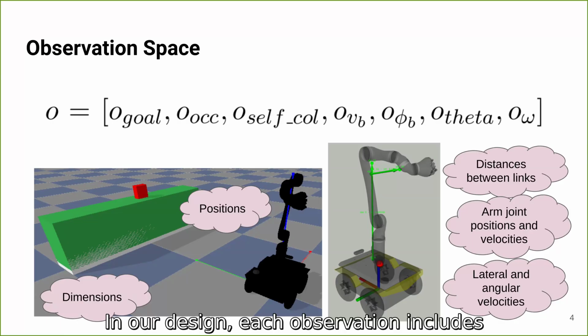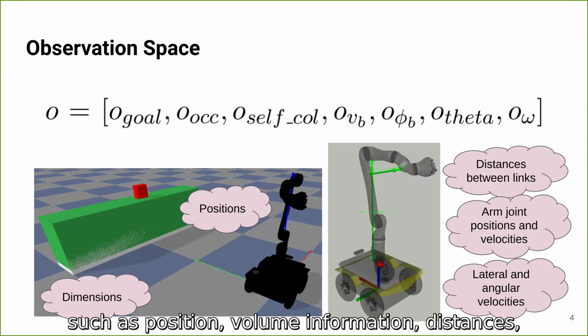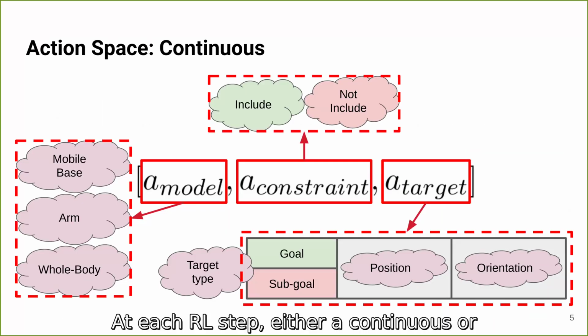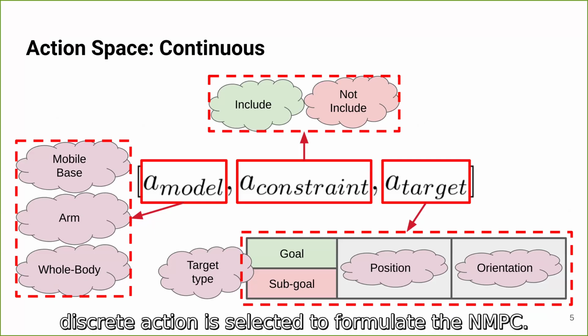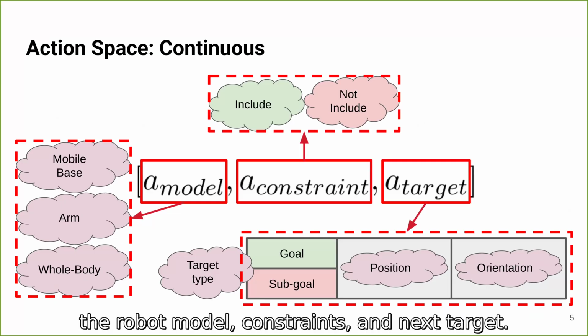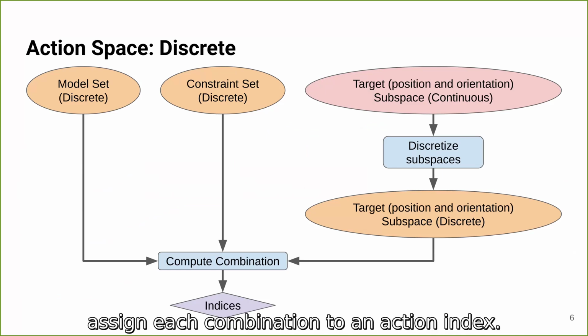In our design, each observation includes state-related information such as position, volume information, distances, translational, and angular velocities. At each RL step, either continuous or discrete action is selected to formulate the NMPC. Both representations include information to determine the robot model, constraints, and the next target. In the discrete case, we divide each subspace and assign each combination to an action index.